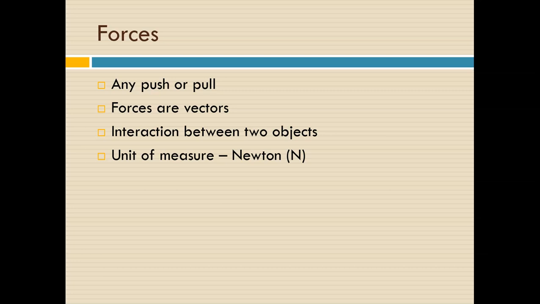Our unit of measure is going to be the Newton, named after the small, no, not the small scientist, it's named after the small fruit-filled cake. Right? And the unit of a Newton is defined to be 1 kilogram meter per second squared.